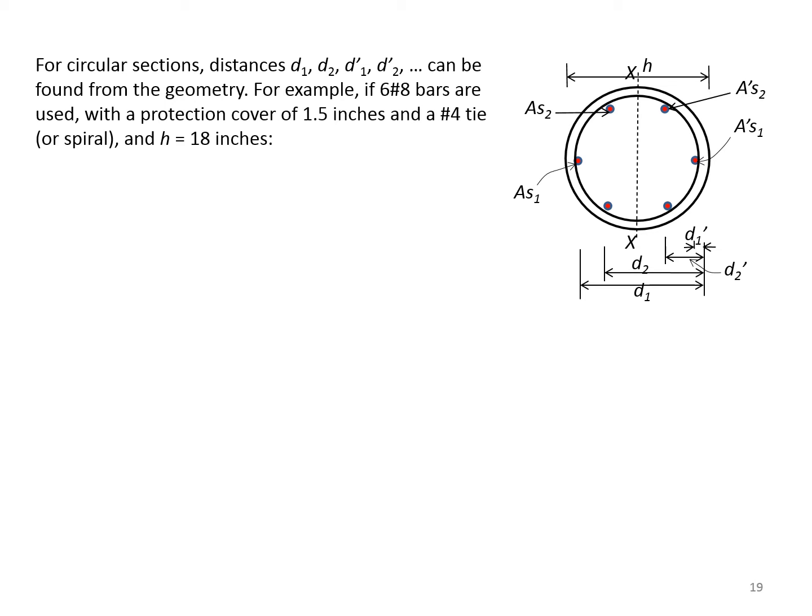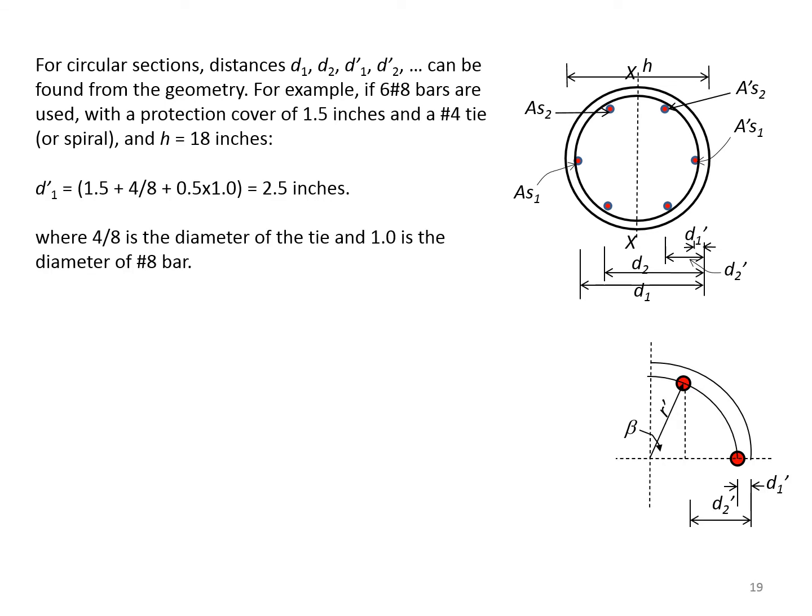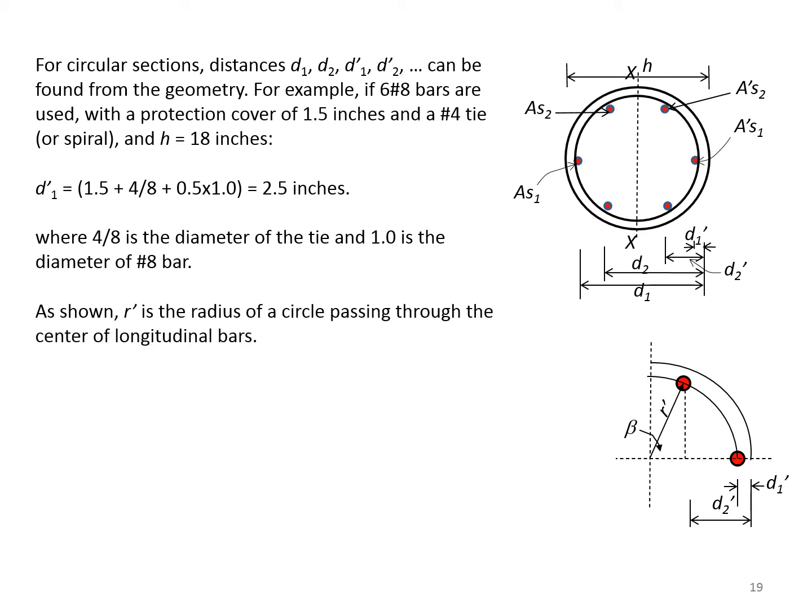For example, if 6 number 8 bars are used with a protection cover of 1.5 inches and a number 4 tie or a spiral, and h equal to 18 inches, we compute d'1 as 2.5 inches, where that 4 over 8 is the diameter of the tie and 1 is the diameter of a number 8 bar. Here we show r' as the radius of a circle passing through the center of the longitudinal bars. This is shown in the lower figure.